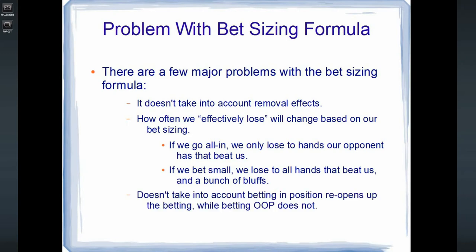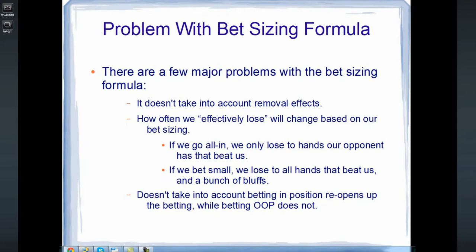It doesn't take into account that betting in position reopens the betting, while betting out of position does not. So this is super important. I've talked a lot in other videos about how if you bet one big blind when you're out of position on the river, or if you check when you're out of position on the river, there's very little difference. Checking when you're out of position is kind of just like you bet 0. And the difference between betting 0 big blinds and betting 1 big blind is going to be insignificant.